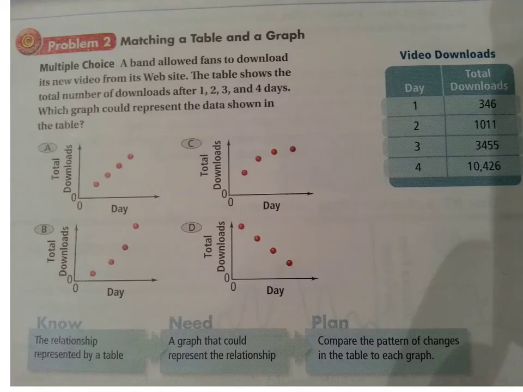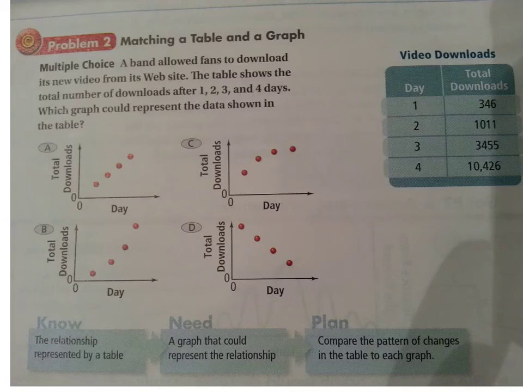This example you do not need to write down, but we're going to start matching a table and a graph. So multiple choice. A band allowed fans to download its new video from its website. The table shows the total number of downloads after 1, 2, 3, and 4 days. Which graph could represent the data shown in the table at the right? So look at the table at the right.